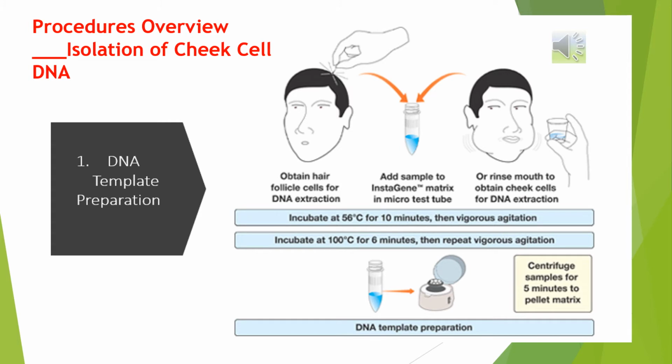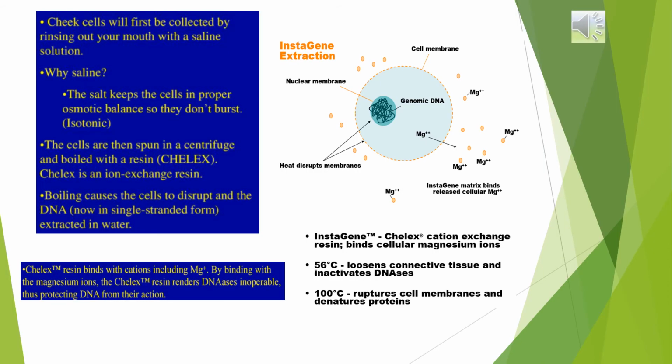To find out if we have any ALU insertion, we have to extract our DNA by obtaining hair follicle cells or cheek cells. We conducted our experiment using cheek cell DNA. Rinse your mouth with saline solution, since salt keeps the cells in proper osmotic balance so they won't burst. Then the cells are spun in a centrifuge and boiled with Chelex. This causes the cells to disrupt and the DNA to be extracted in water.